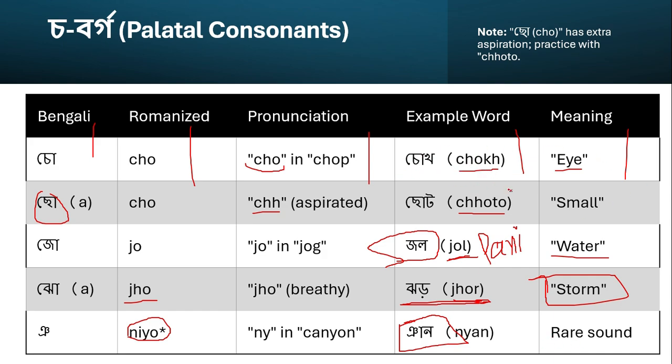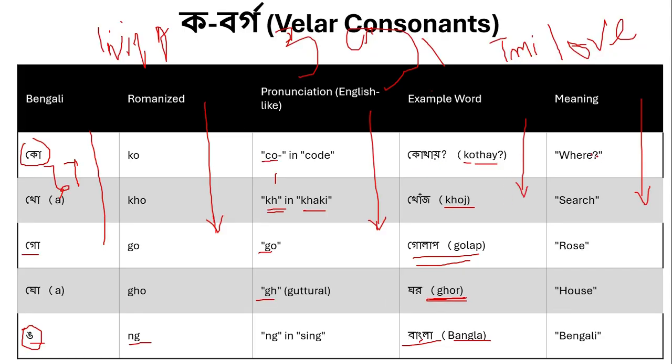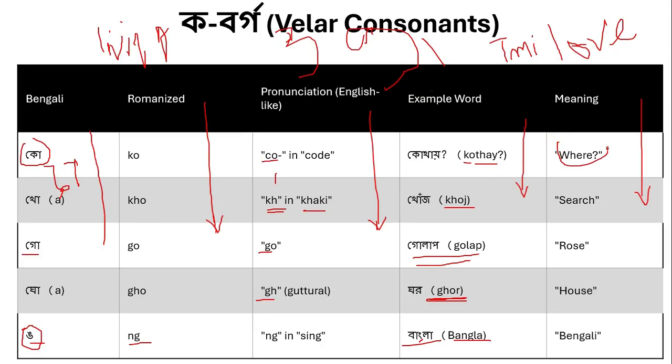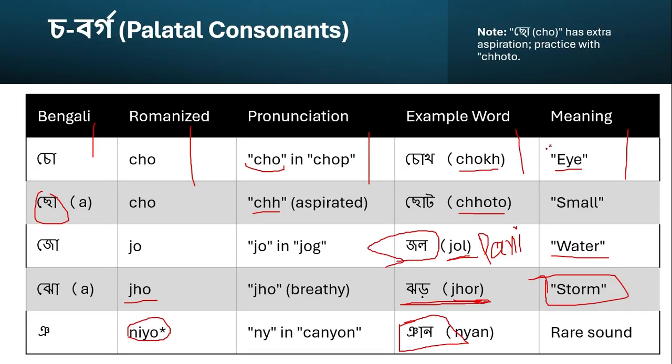Chok. We make a sentence. Where is your eye? Tomar chok kothay. Where means what we read before. Where means kothay. Tomar chok kothay. Where is your eyes? Are you hearing? Okay, I repeat it again. We read first where. Where means kothay.